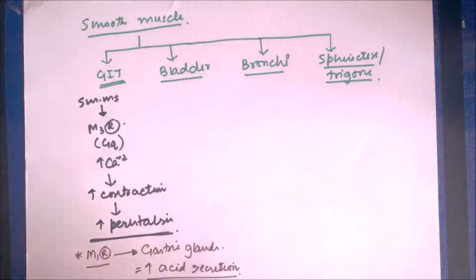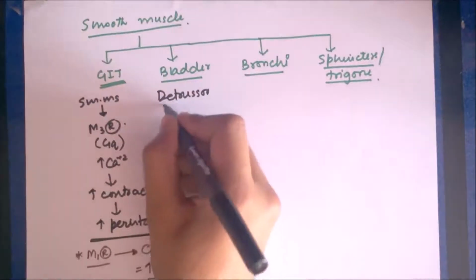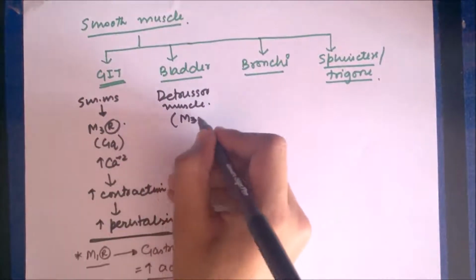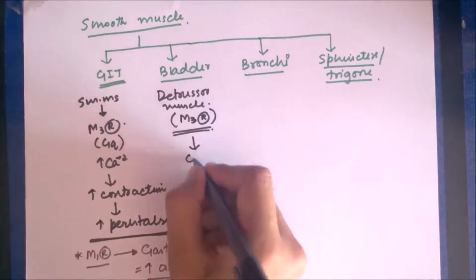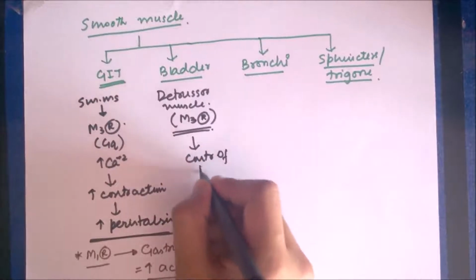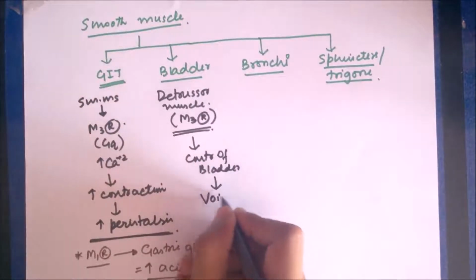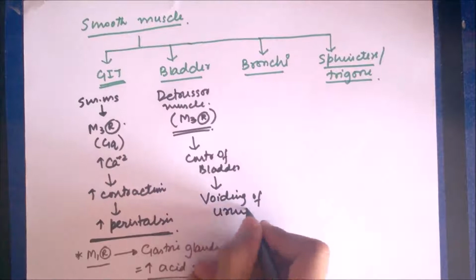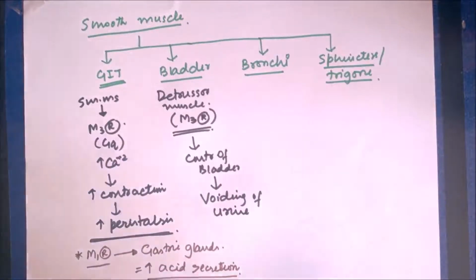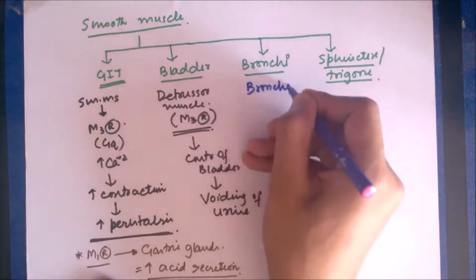Now, in the bladder, the detrusor muscle contains M3 receptors. Again, M3 receptors being Gq subtype of receptors, their stimulation will cause increased calcium, which will cause contraction of bladder, which will result in voiding of urine. Now, because of this use, these drugs find utility in various conditions, which will be discussed later on.